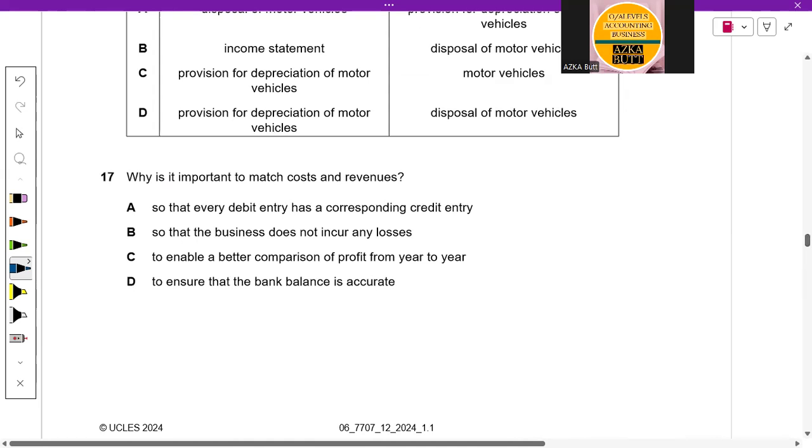Okay. So now let's see question number 17. Question number 17 is: why is it important to match costs and revenues?